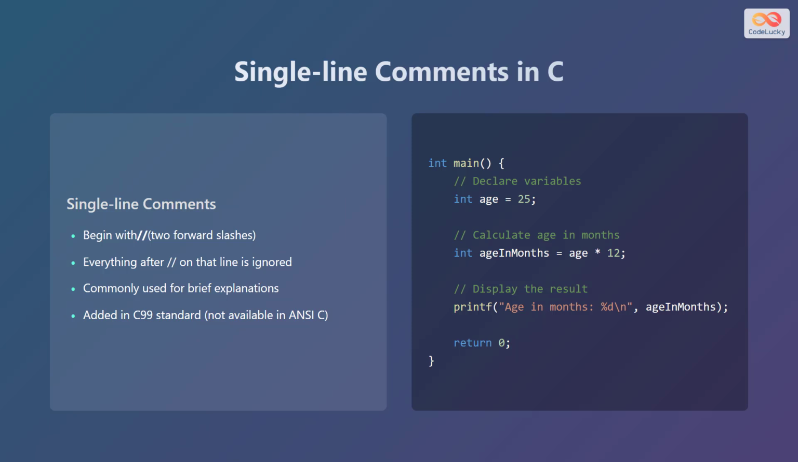Here's an example. Inside the main function, we first declare variables with a comment indicating this. We then calculate age in months again with a comment. Finally, we display the result, also preceded by a comment. The printf function displays the calculated age in months.